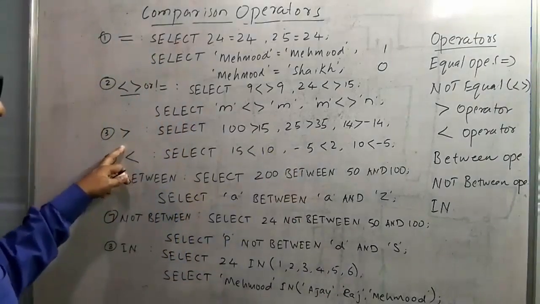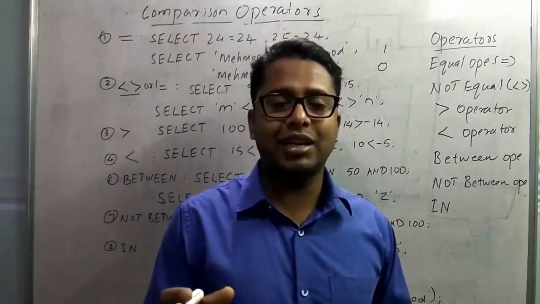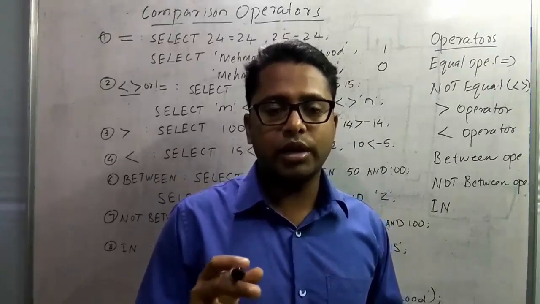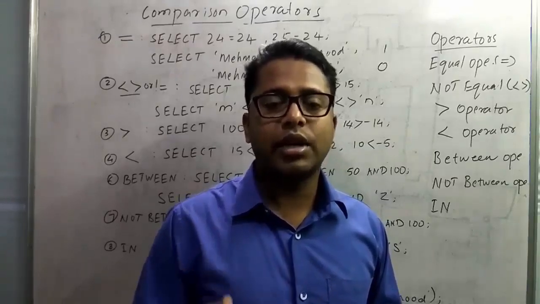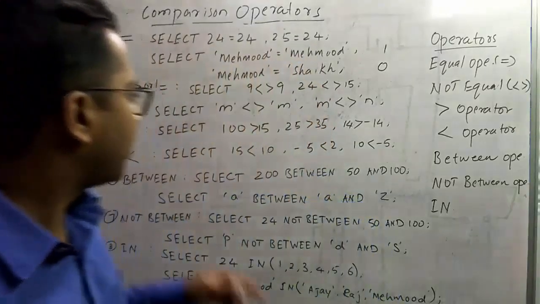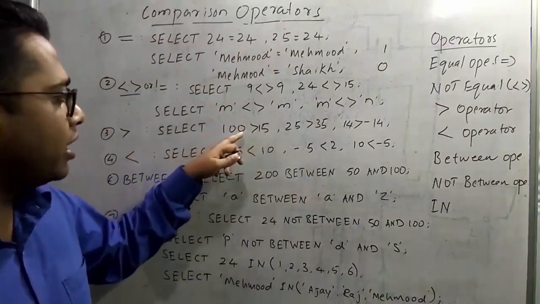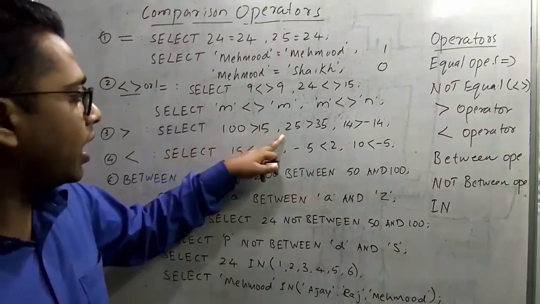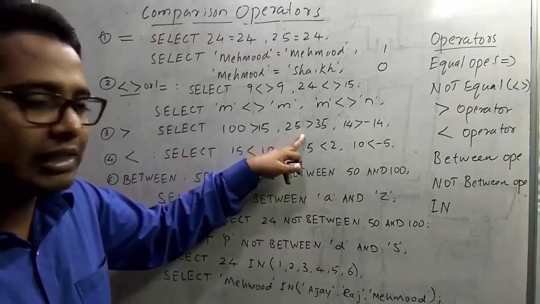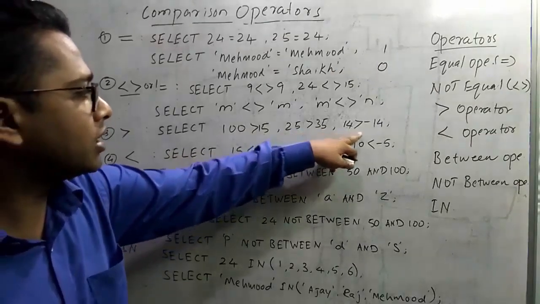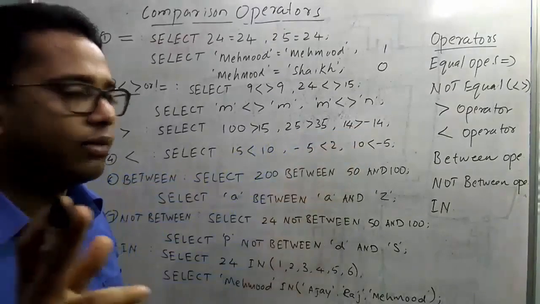Now let's discuss the greater than operator. The greater than operator checks whether the first operand is greater than the second operand. If the first operand is greater than the second operand, then it will return a value of 1, otherwise it will return a value of false, which is 0. Here you can see select 100 is greater than 15, which is true in this case, that's why it will return a value of 1. And 25 is greater than 35, which is false, that's why it will return a value of 0. You will get a result as 0 for this. And here 14 is greater than minus 14, which is true in this case, that's why the third statement will return a value of 1.